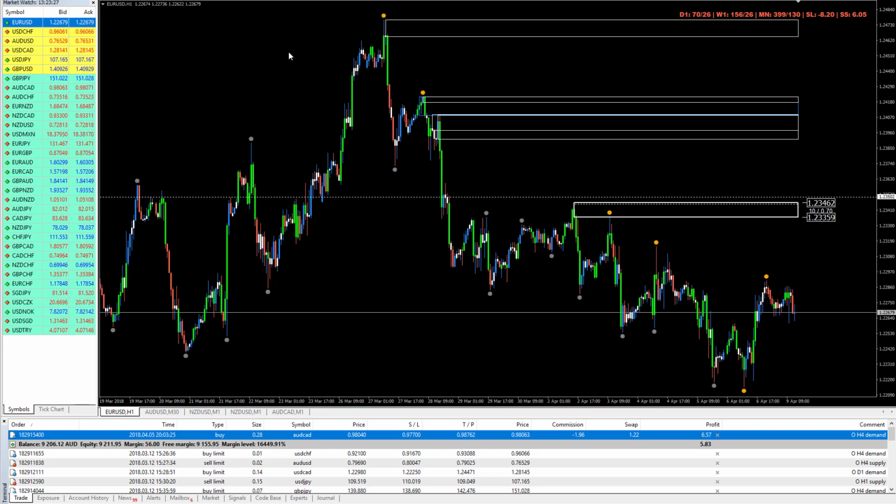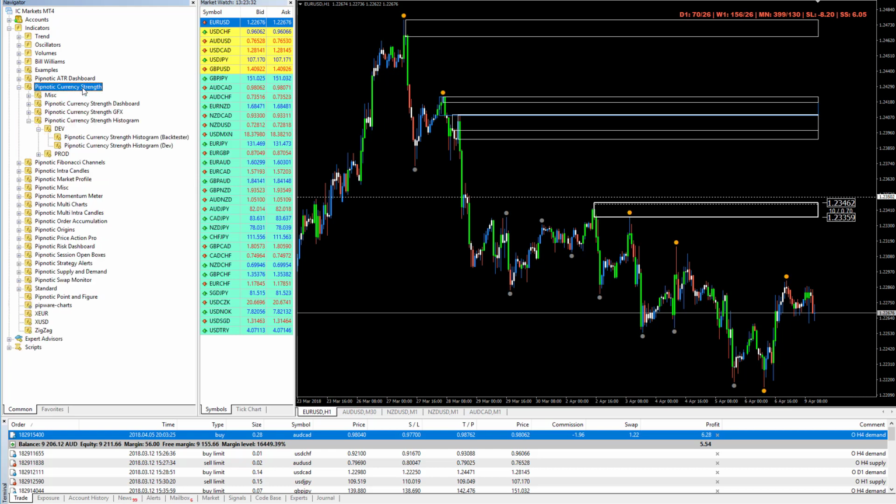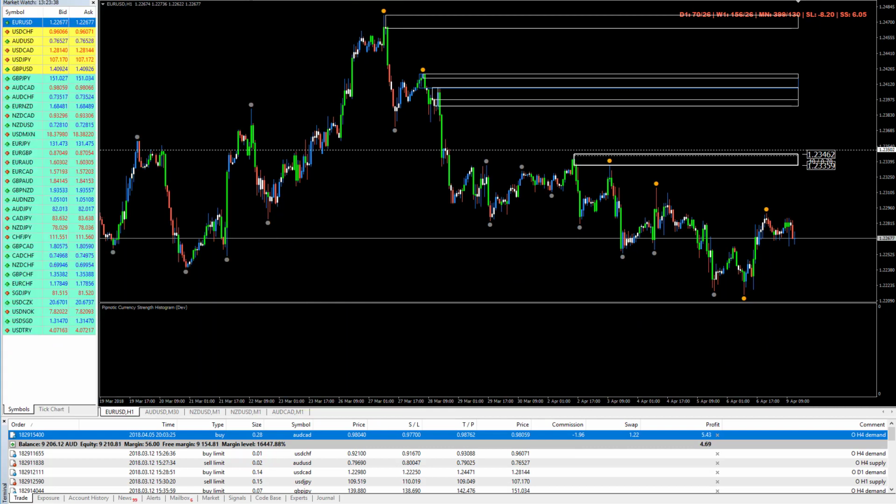So when you see stuff like that, either using the MACD or one of these other tools that we have here, the histogram is a really good one. This one here. Let's see if we can find an example.